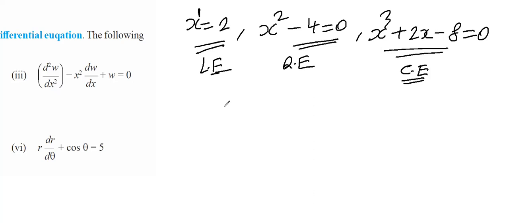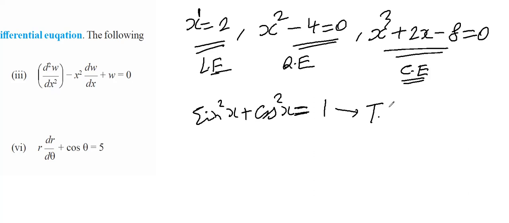You have also studied the equation sine square x plus cos square x is equal to 1. This is an identity, right? This is also a kind of equation. What is this equation called? This equation is called a trigonometric equation, because here you have trigonometric functions.